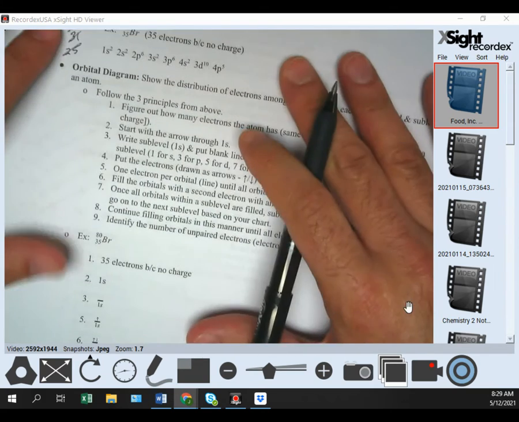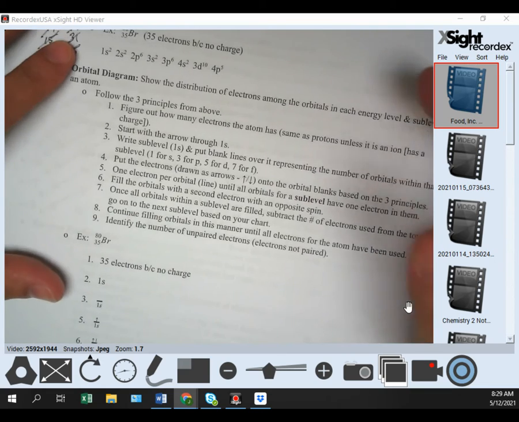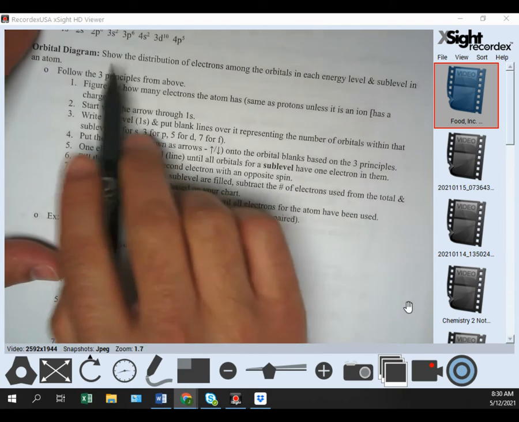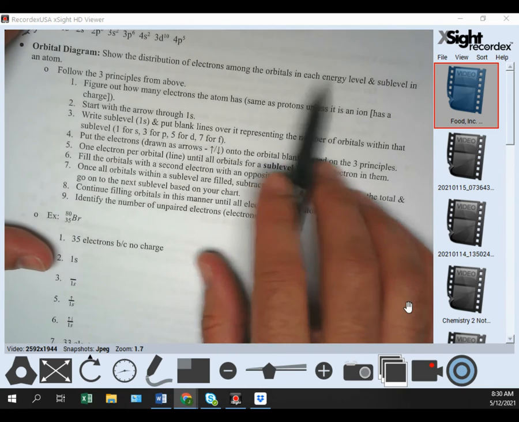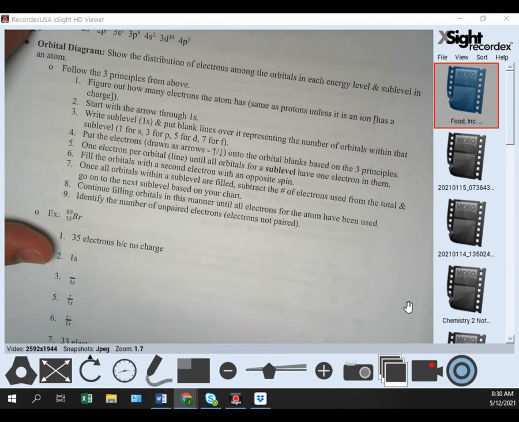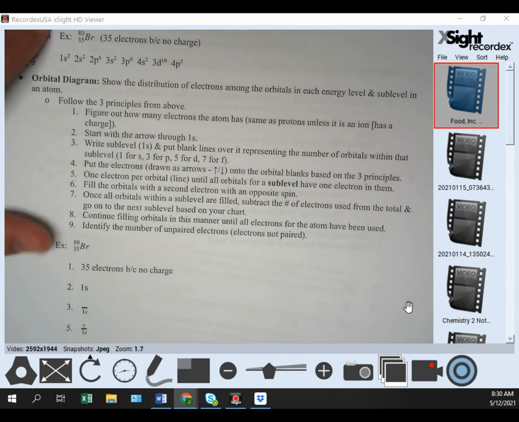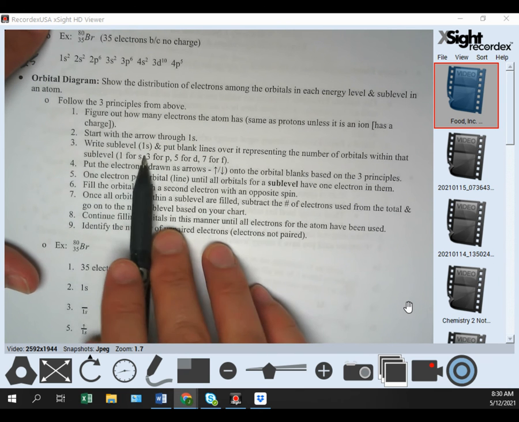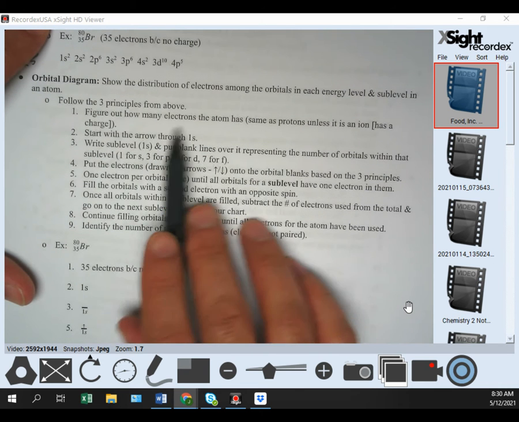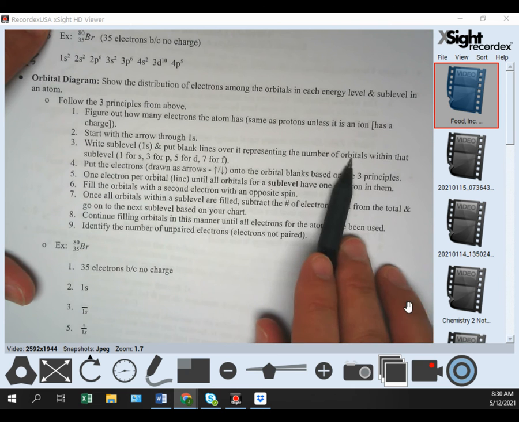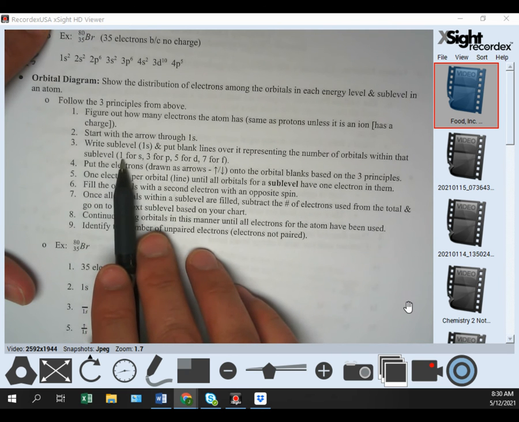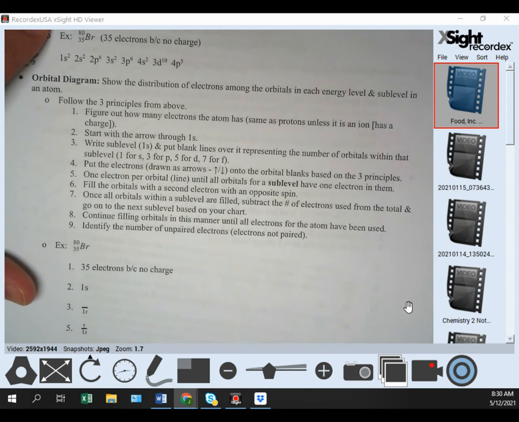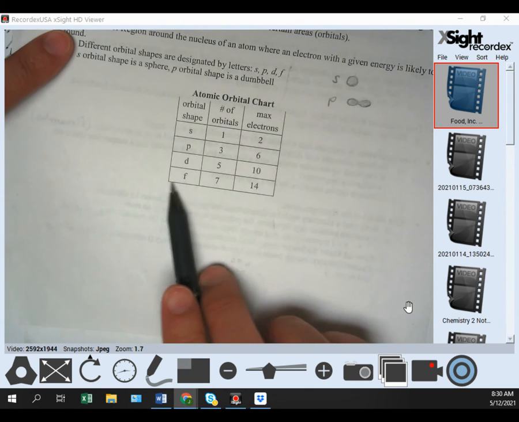So those are electron configurations. It's where the electrons are in the atom, in what sublevels. Now, there's something called an orbital diagram. The orbital diagram shows the distribution of electrons among the orbitals in each energy level and sublevel in an atom. You use the same three rules, but we're getting a little more detailed with this. Start with the arrow through 1s. You write the sublevel, 1s, and you put blank lines over it representing the number of orbitals within that sublevel. In other words, all s's have 1, all p's have 3, all d's have 5, all f's have 7. This is the number of orbitals per shape.